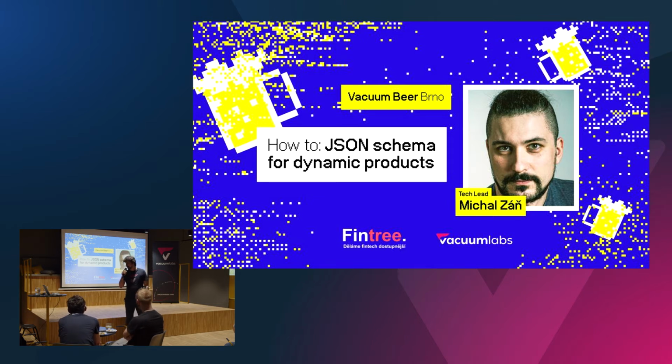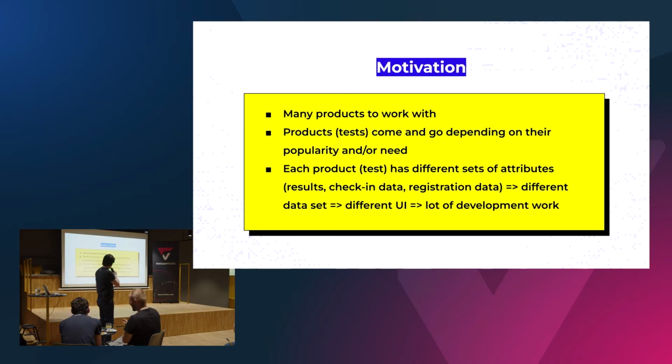So, what I will be talking about is JSON schema for dynamic products, which basically means how to make complicated stuff simple. To give you a little bit of background, I work as a tech lead on a project for a company called Novuma, which does medical diagnostic tests for the broad public.